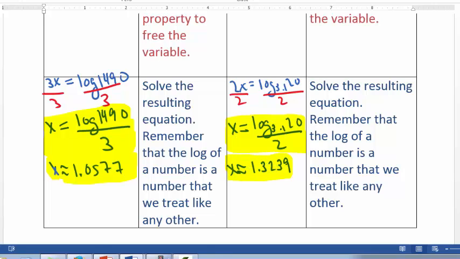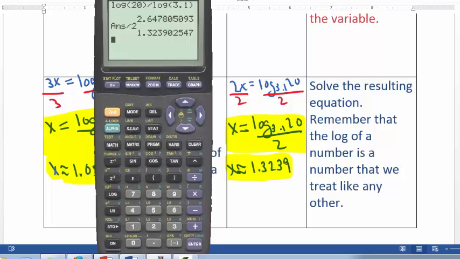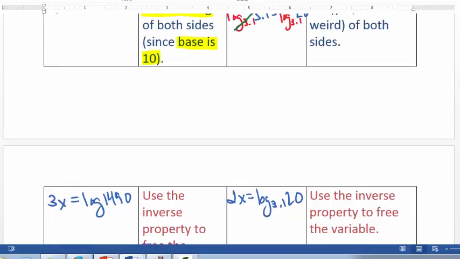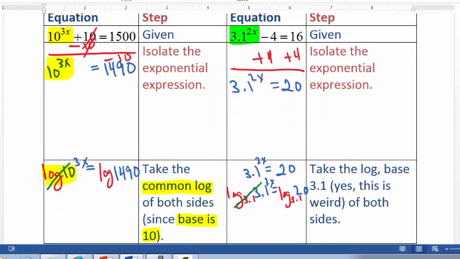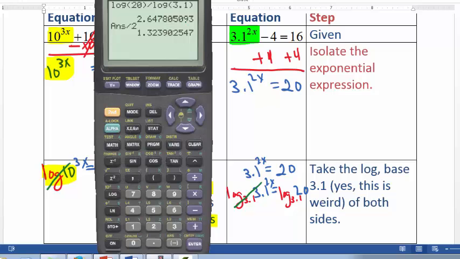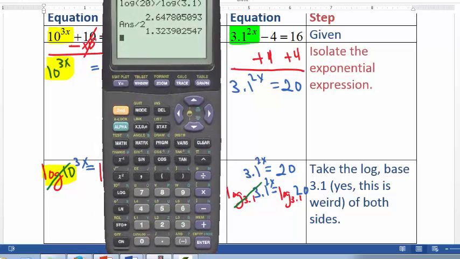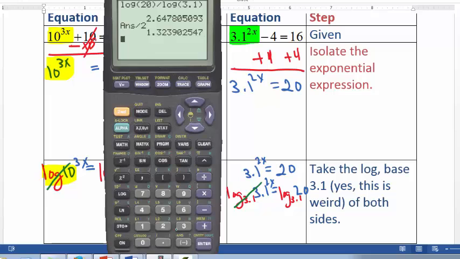And I can do a check on this also. You can check it graphically if you want to, but more likely, just check it by substituting it back into the original equation. What is my original equation? 3.1 to the 2x minus 4 equals 16. So if I go into the calculator and do 3.1 caret parenthesis to the 2, not second enter, but second negative sign. You see the ANS is above the negative sign. So it's 3.1 to the 2 ANS. And then I'm going to subtract 4 from that, and I should get 16.